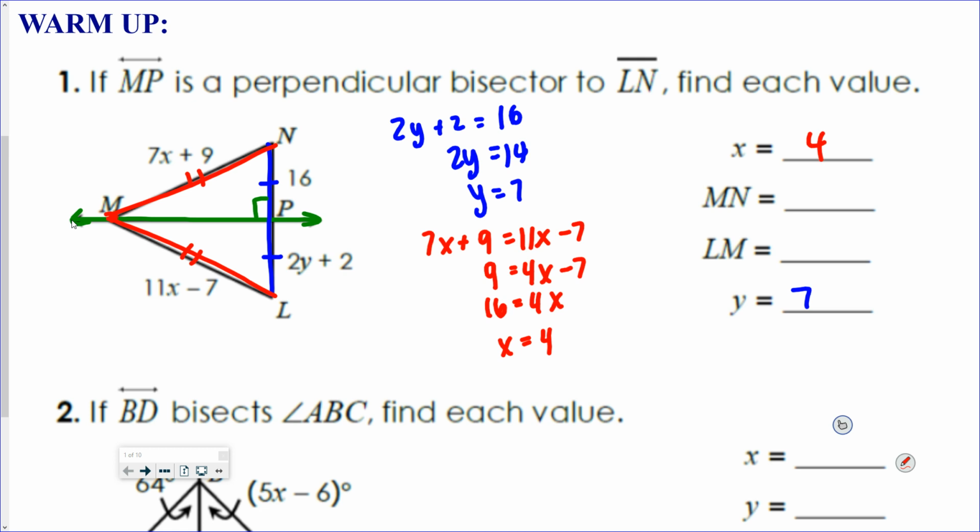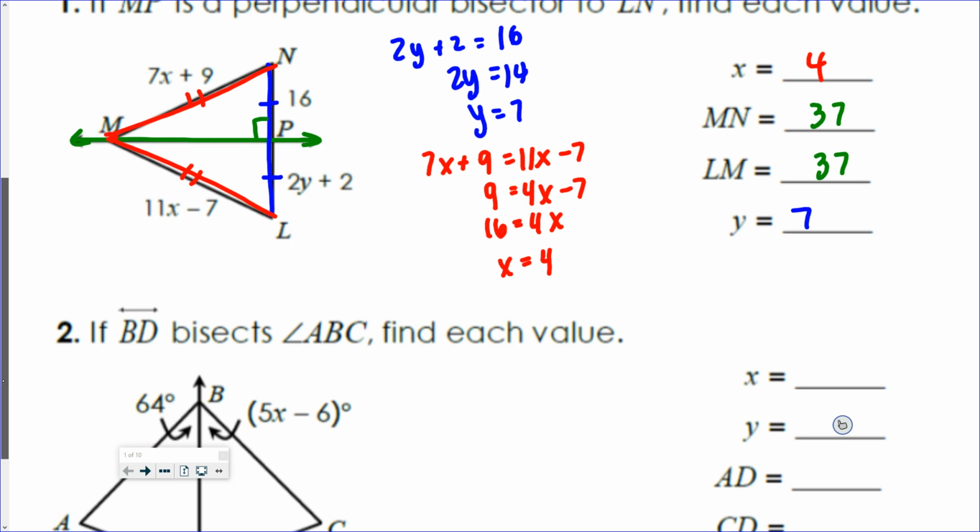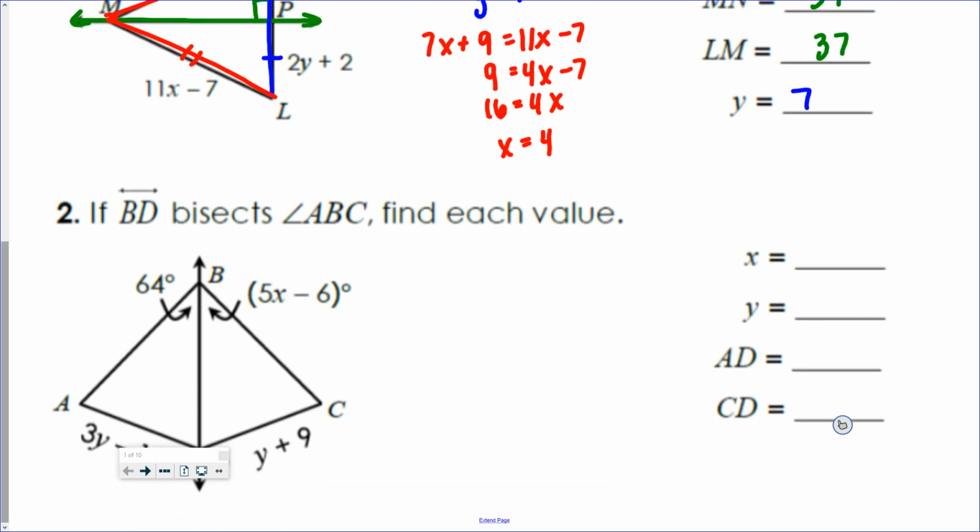Okay, so then plug those back in to find MN and LM, and obviously we know we should get the same number. I got 37 for both of those. Okay, do we do okay on that? Know what a perpendicular bisector is? All right. The next one was a little vocab with the other part we talked about, angle bisectors.